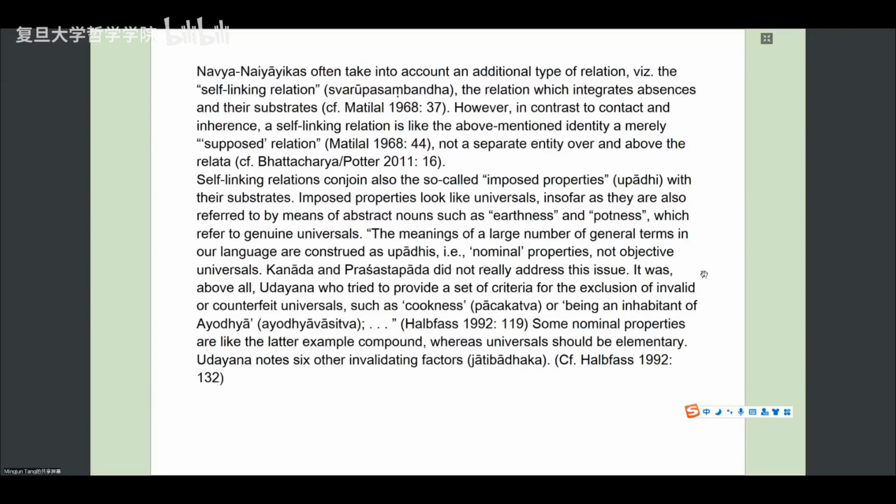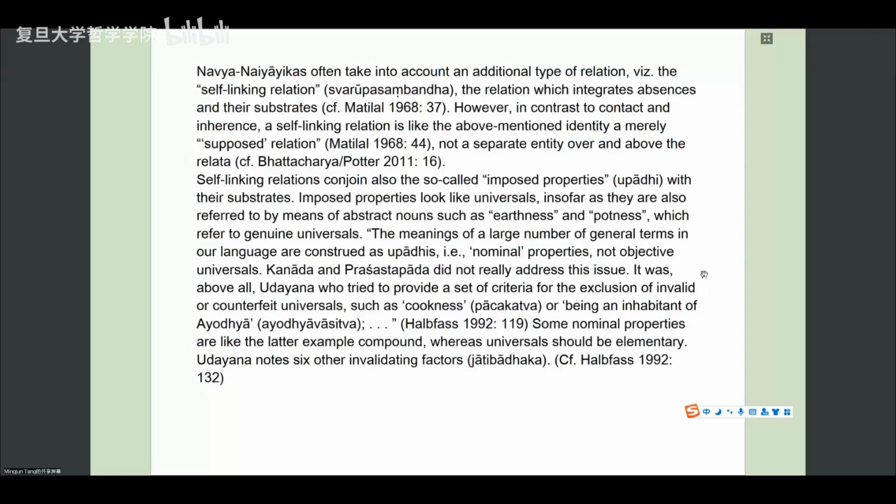Navyanyayikas often take into account an additional type of relation, namely the so-called self-linking relation, svarupa sambandha. This is the relation which integrates absences and their substrates. The Navyanyayikas thought this cannot be a contact, this can also not be an inherence. It must be something else. However, in contrast to contact and inherence, a self-linking relation is like the above-mentioned identity, a merely supposed relation, not a separate entity over and above the relata.